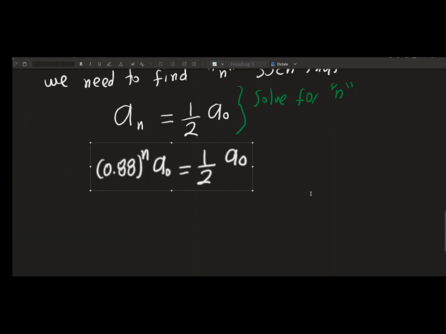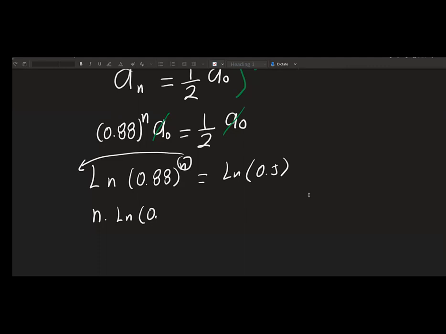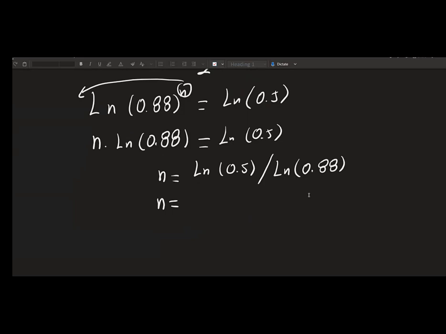We take the log of that: 0.88 to the N equal to ln of 0.5. And then this N comes down as a multiplication. So it's N ln of 0.88 equals ln of 0.5. So N will be equal to ln of 0.5 divided by ln of 0.88. An approximation of this gives us 5.42.